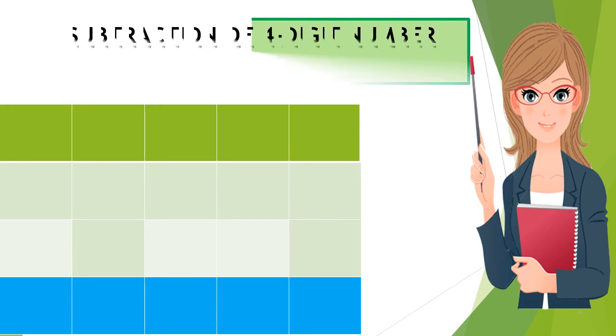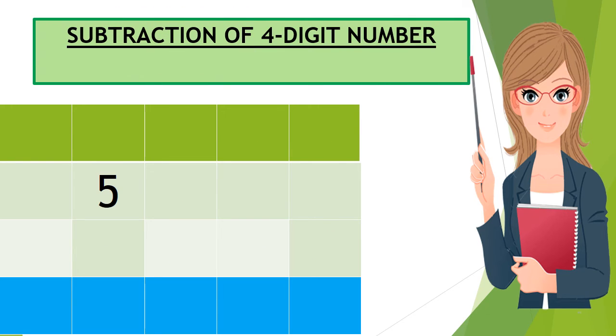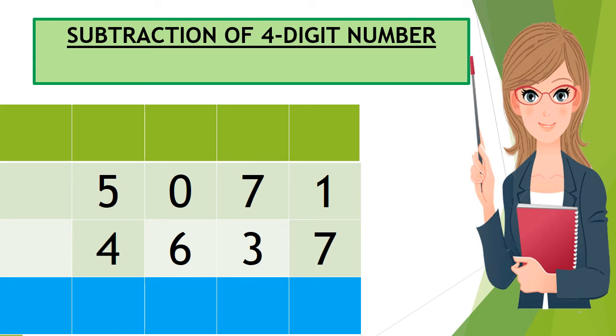Now we will learn subtraction of 4-digit numbers. Taking an example, a number which is 5071. From this we will subtract a number which is 4637. We will put a minus sign before starting and we will start from ones. We can see that 7 is bigger than 1, so we have to borrow from 7, which is actually not 7 but 70. When we borrow 1 from it, it means we are borrowing 10. So 70 minus 10 is 60.